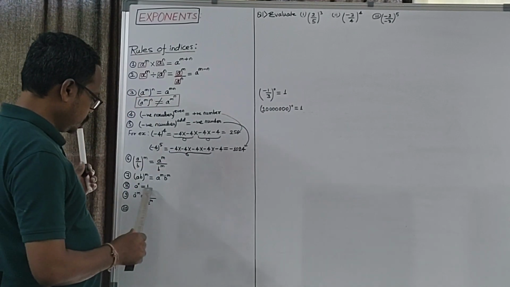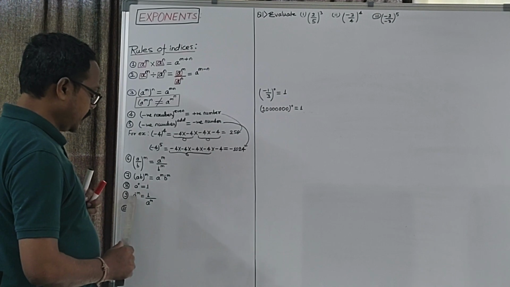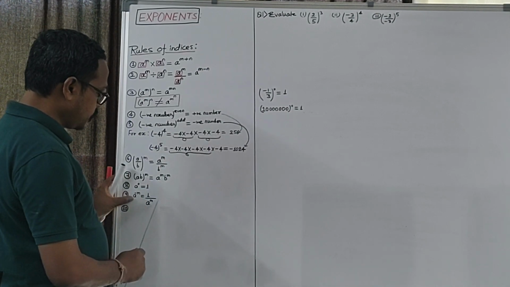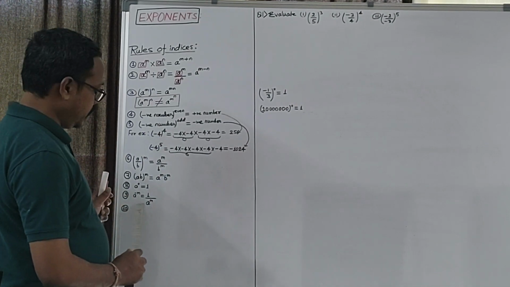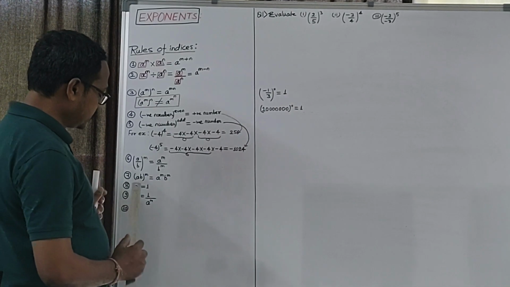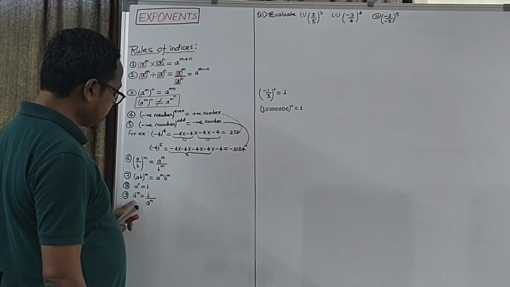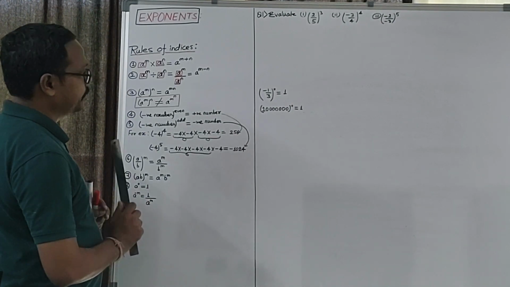So this is also of great use. A raised to the power minus m is the reciprocal of this, 1 upon a raised to the power m. A raised to the power minus m is nothing but the reciprocal. That means a raised to the power minus m, we will write as 1 upon a raised to the power m. Okay?